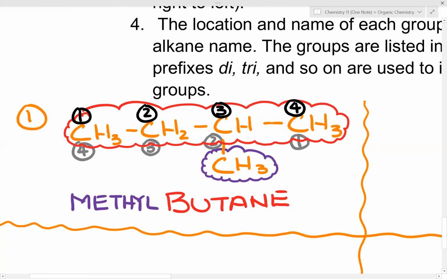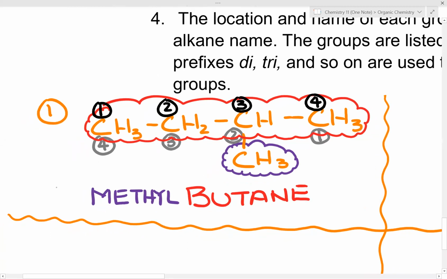Which direction will give this attached methyl group the smallest number? Going 1, 2, 3, 4, or 1, 2, 3, 4. Which direction? Correct. The right to left. So in this case, the right to left gives the methyl the smallest number. So this is why it's called 2-methyl.